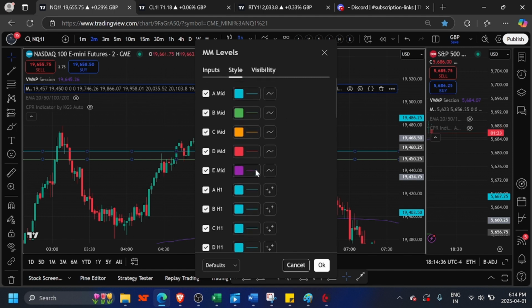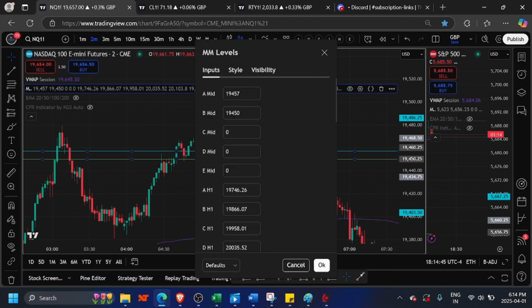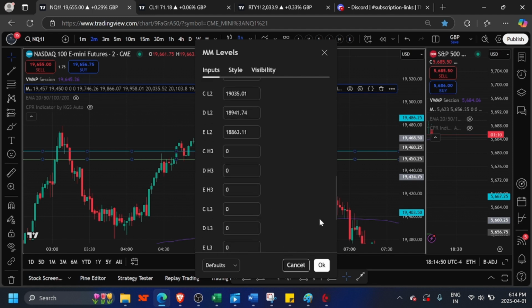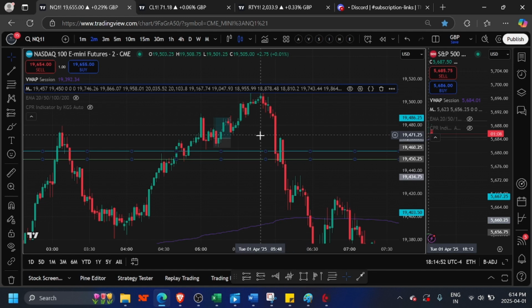Monday levels should be blue, Tuesday levels should be green, Wednesday levels should be orange, red, and purple, and so on. So you just fill in these levels, and the indicator will plot the lines for you.